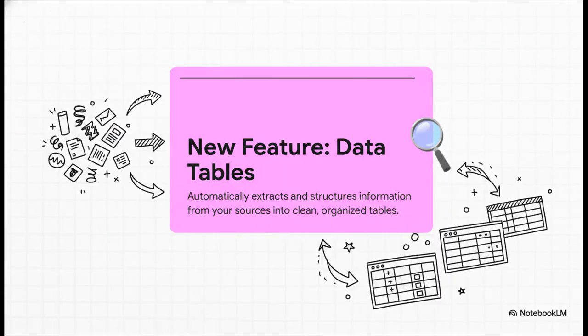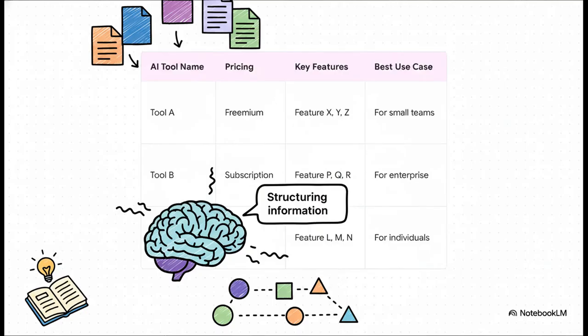And it does it. And finally, there's data tables. This feature is sneakily one of the most powerful updates. It takes all your messy sources, articles, interview transcripts, whatever, and it automatically pulls out the key info and organizes it into clean, structured tables for you. So, for instance, you could feed it a dozen different reviews of AI tools and just ask it to create a comparison table. And boom, you get this beautiful chart with columns for pricing, features, and who it's best for. It literally turns unstructured chaos into structured data.